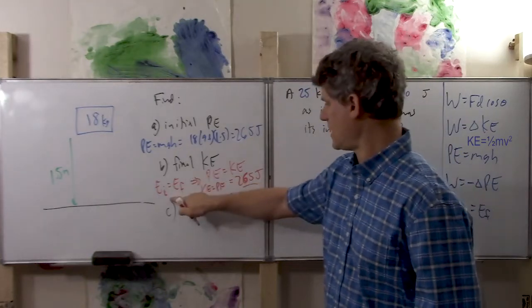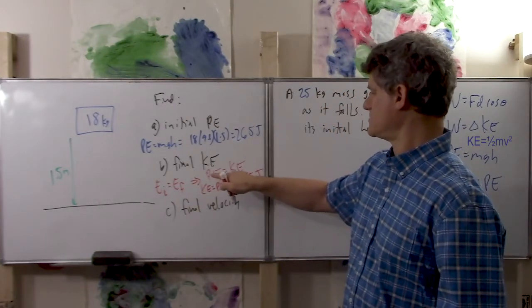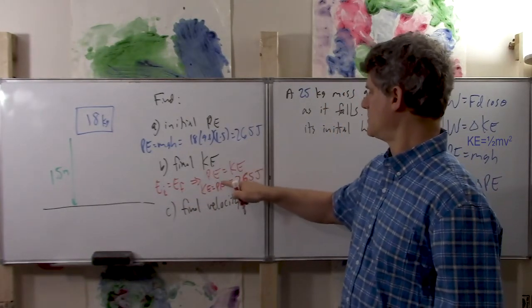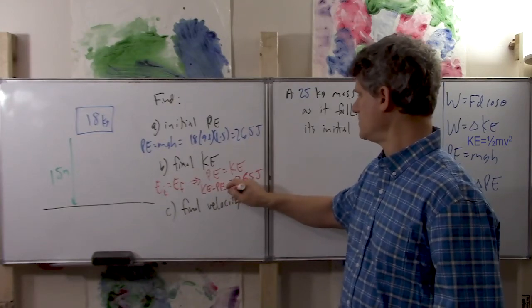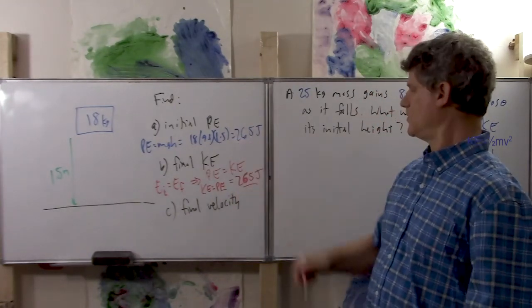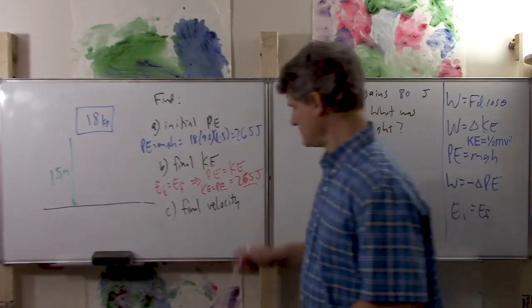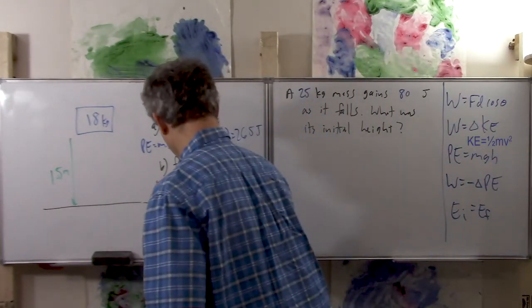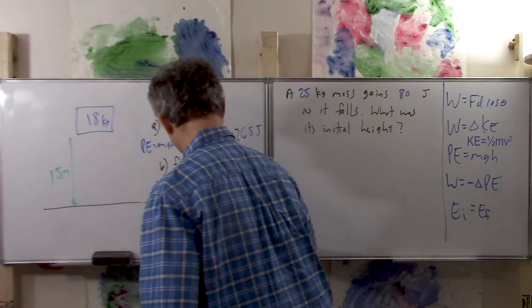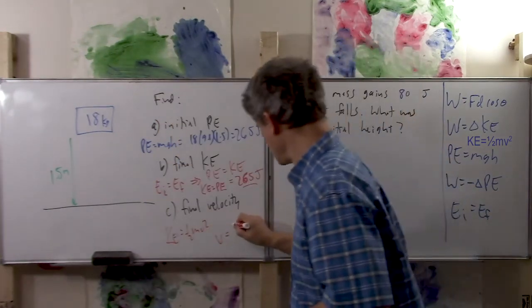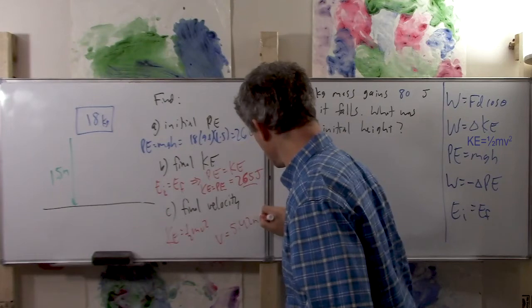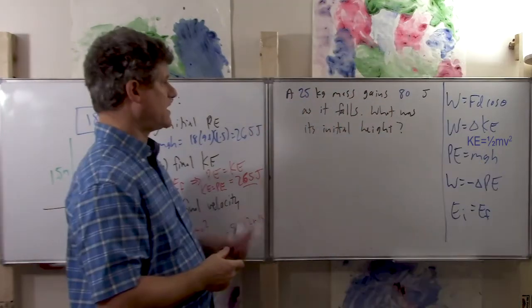So you start with EI equals EF, and then that gets you PE equals KE, and so then the KE is going to be equal to the PE that we calculated up here, which is 265. All right, final velocity. KE equals 1/2 mv squared. So I'll let you calculate it, but the answer is 5.42 meters per second. Okay, now on to this one.